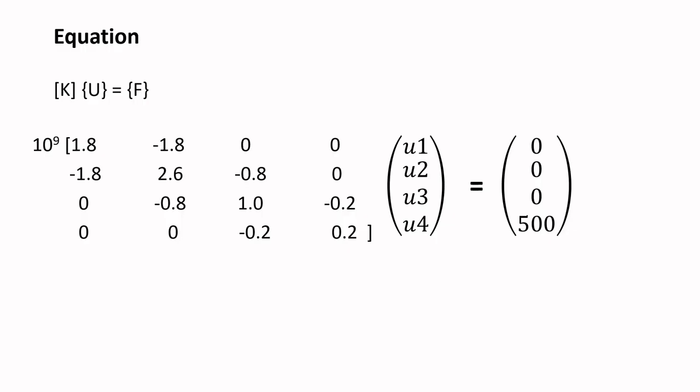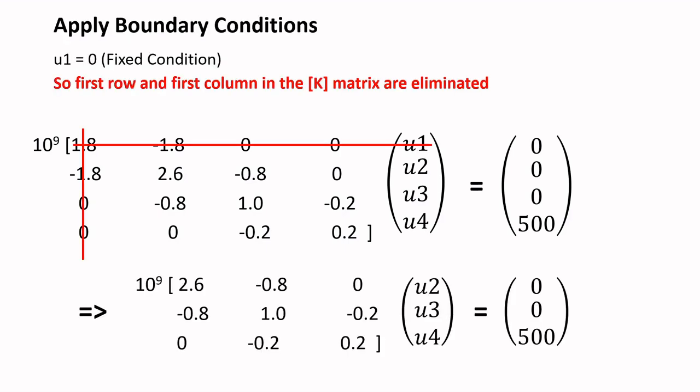So the nodal forces are 0 except for the last one, where we are applying 500 newtons of force, and we are applying the boundary condition for the fixed condition. So U1 is fixed, which means U1 is equal to 0, that is the fixed condition. So the first row and first column will get eliminated. Therefore the global stiffness matrix is going to reduce into 3 by 3, and so you have U2, U3 and U4.